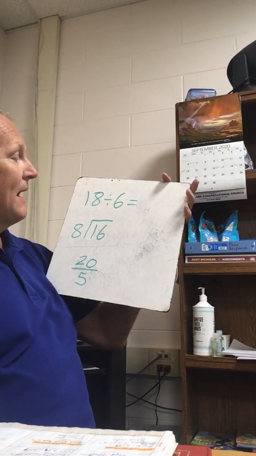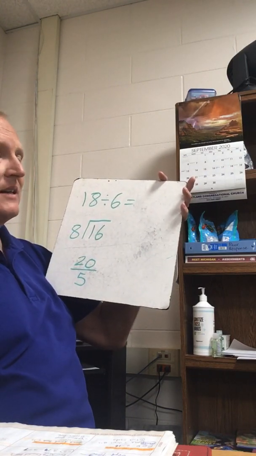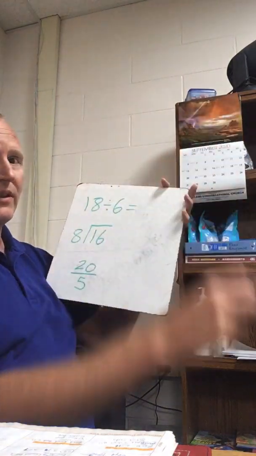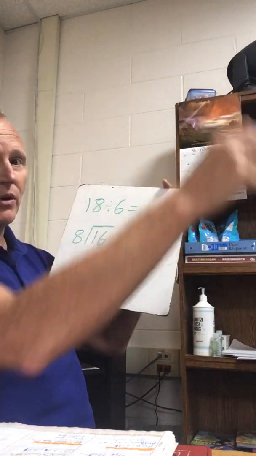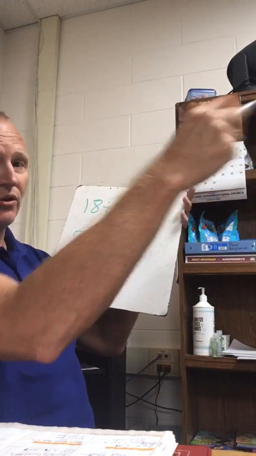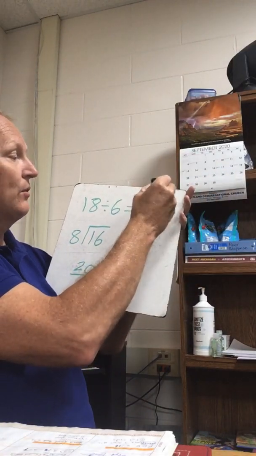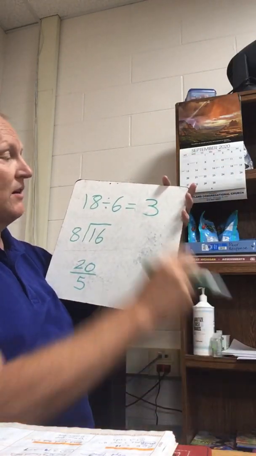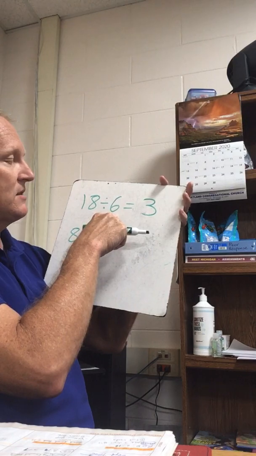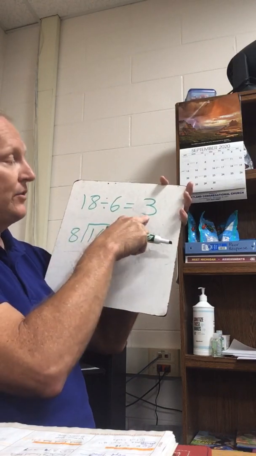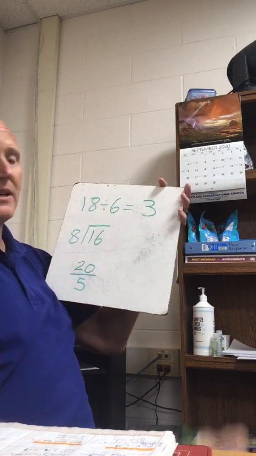Okay, so now we're back. And 18 divided by 6, you could draw 18 things. If you didn't know it, I would draw it in rows of 6, circle your groups, and you would have 3 groups. Or you could ask yourself, what do I multiply times 6 to get 18? 3 times 6 equals 18.